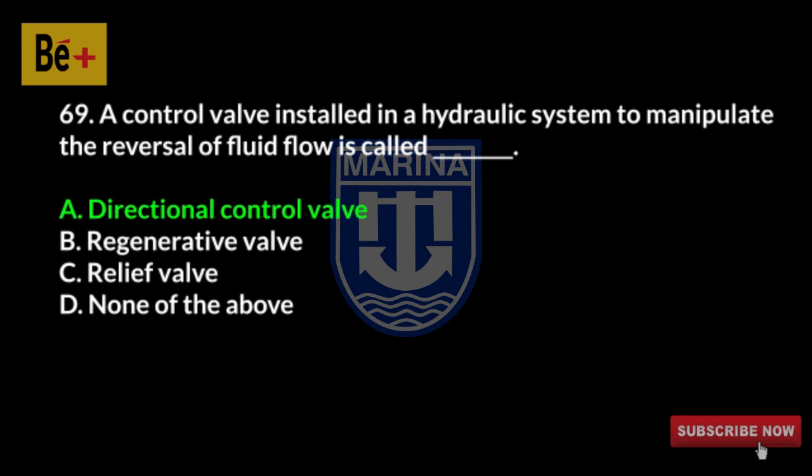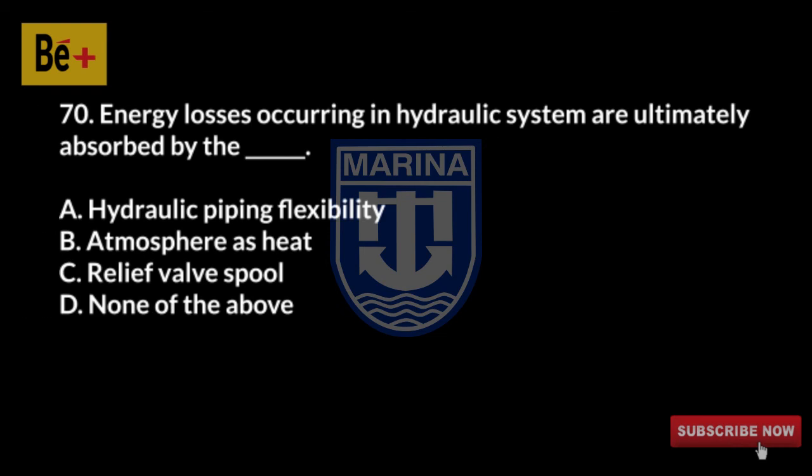The answer is A. Directional control valve. Energy losses occurring in a hydraulic system are ultimately absorbed by the: A. Hydraulic piping flexibility, B. Atmosphere as heat, C. Relief valve spool, D. None of the above. The answer is B. Atmosphere as heat.